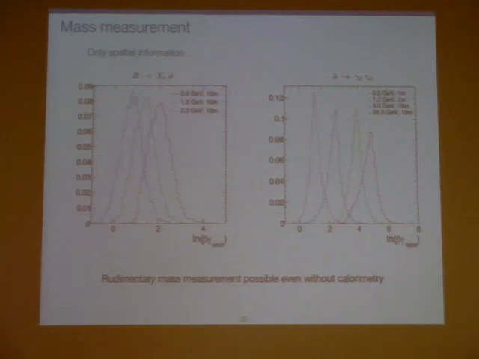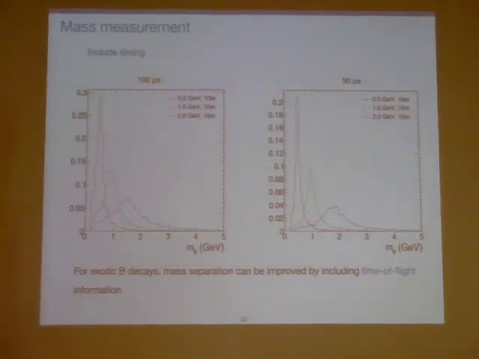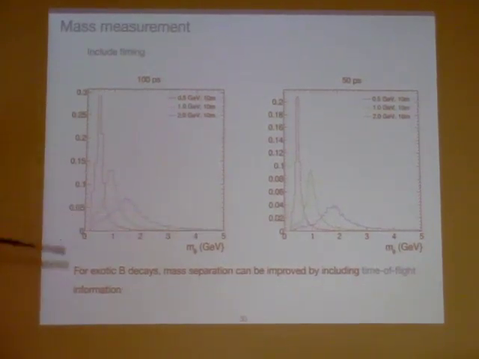This is only using spatial information. It is in principle possible to also use some timing information if you have very fast detectors. This is assuming 100 picosecond timing or 50 picosecond timing. You include some time of flight information, and this is for the Higgs benchmark. You see roughly how much your resolution improves, so you can do a bit better.